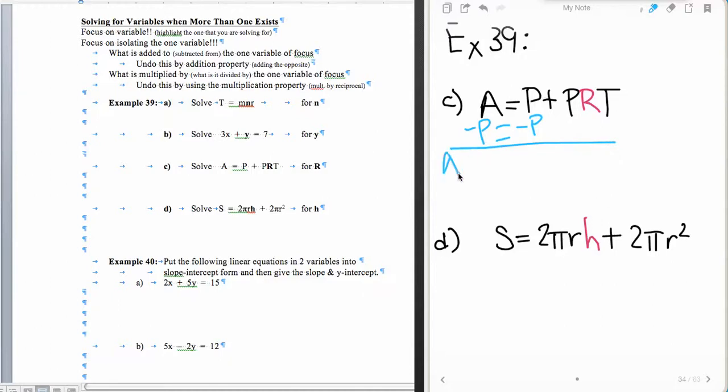So now I have A minus P is equal to P times R and then times T. Now again, I have P and T that are actually associated and commuted and associated, so those are the numeric coefficient of R. So I'm going to get rid of those with the multiplication property. So I'm going to multiply by the reciprocal of PT.